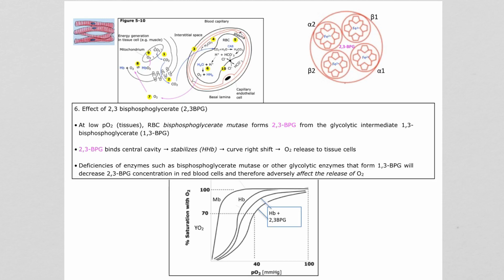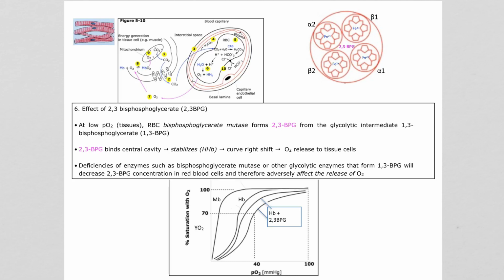When the PO2 is low, as what we find in tissues such as muscles, red blood cells use an enzyme called bisphosphoglycerate mutase, and this enzyme basically converts 1,3-BPG into 2,3-BPG. So in tissues where PO2 is low, the concentration of 2,3-BPG increases in red blood cells.